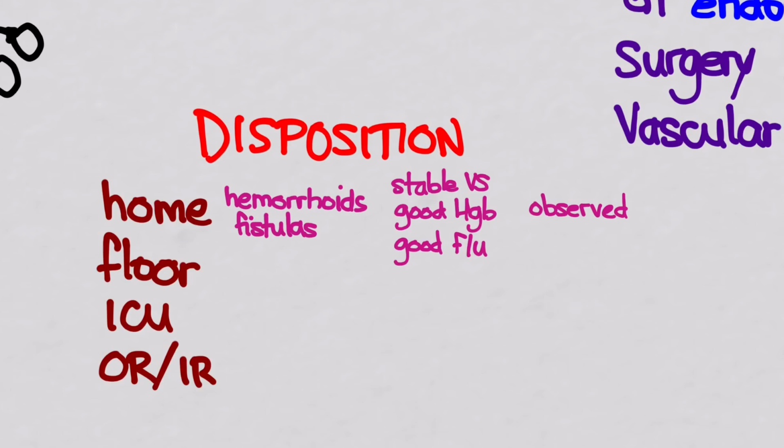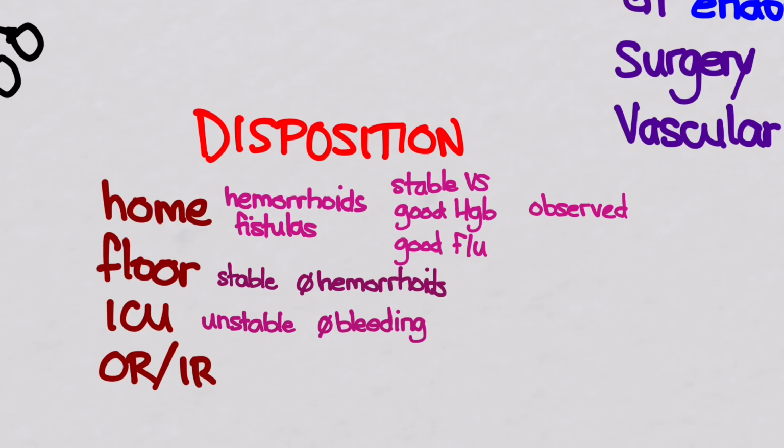So some of them can go home. The ones that are stable but not hemorrhoids, maybe they need to come in so that they can be scoped by GI non-emergently. The ones who are unstable but they're not bleeding should probably go to the ICU. And those who are still bleeding should probably go to the OR or IR suite. Now these are just rules of thumb. Each patient is different and each hospital is different, so talk to your consultants, talk to your patient, and you decide how stable you feel the patient is before you make your disposition.